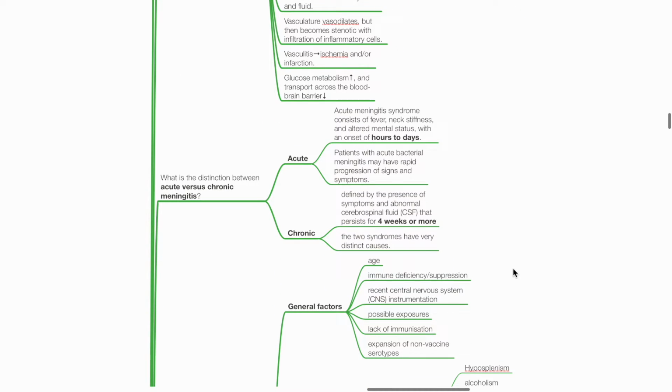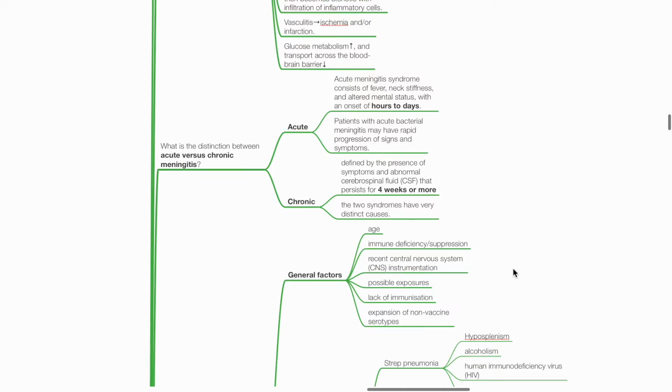What is the distinction between acute versus chronic meningitis? Acute meningitis syndrome consists of fever, neck stiffness, and altered mental status with an onset of hours to days. Patients with acute bacterial meningitis have rapid progression of signs and symptoms. Chronic meningitis is defined as the presence of symptoms and abnormal CSF that persist for 4 weeks or more. The two syndromes have very distinct causes.